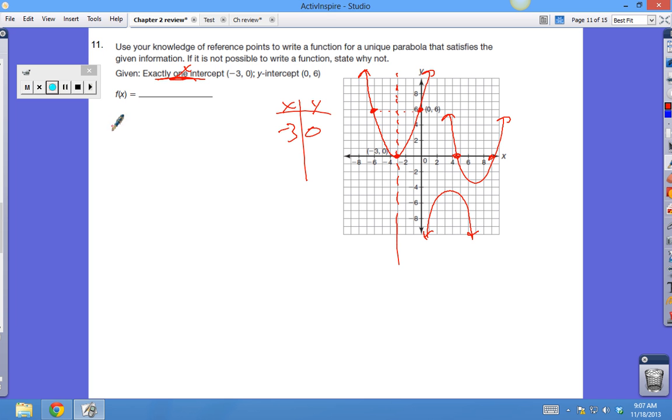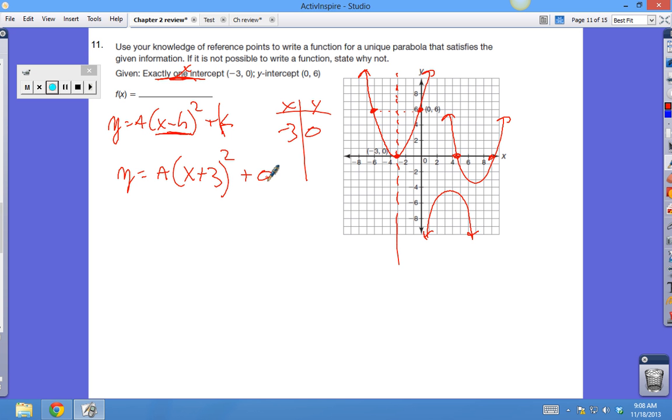So I know my model is y equals a times (x minus h) squared plus k. So I'm going to plug some stuff into my model. y equals a, and here's my horizontal shift. I shifted it 3 to the left, so I know it's going to be (x plus 3) squared, and my vertical shift is 0. Did not go up or down.